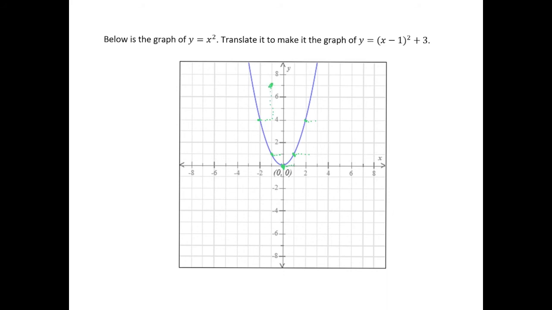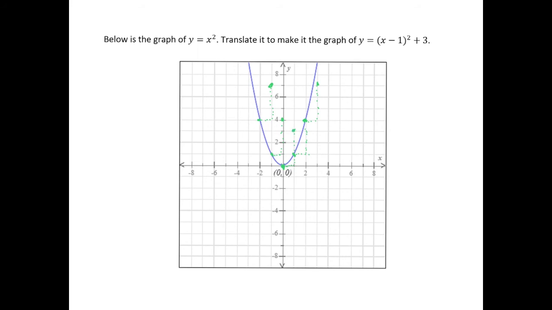So there's my new point on the translated graph. 1, 2, 3. There's a point on the translated graph. 1, 2, 3. There's a point. 1, 2, 3. There's a point. And then my origin, the vertex, will go up 1, 2, 3. There's my point.